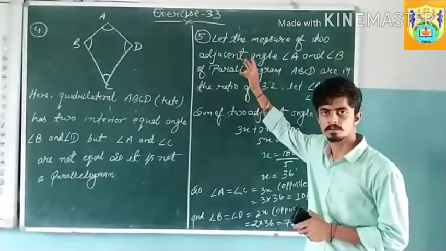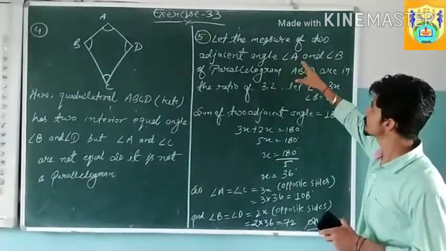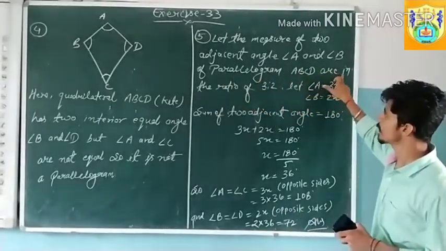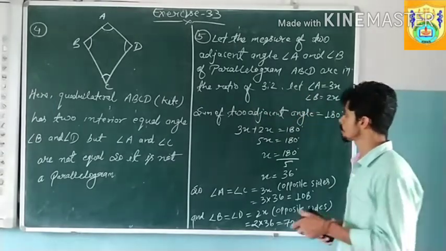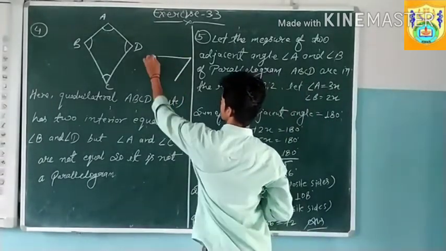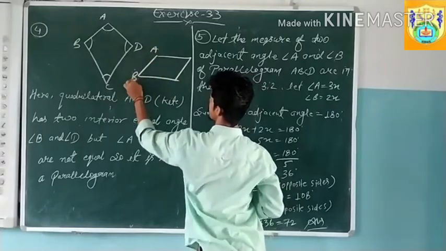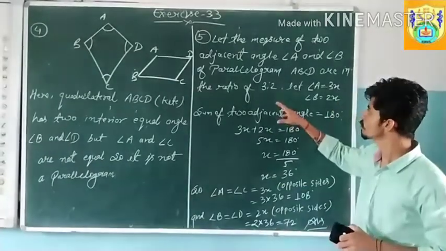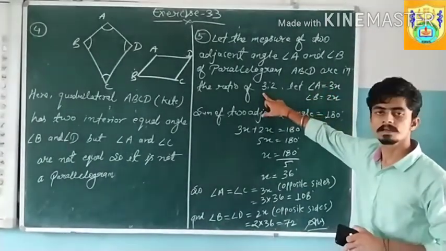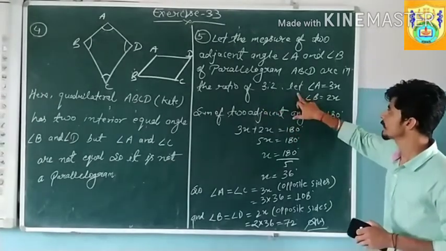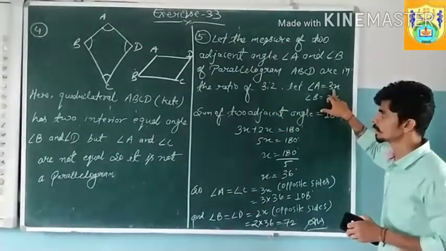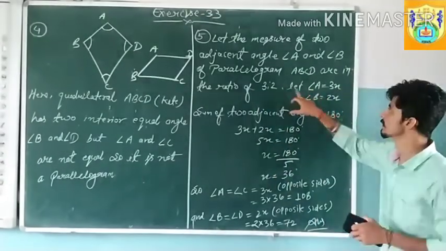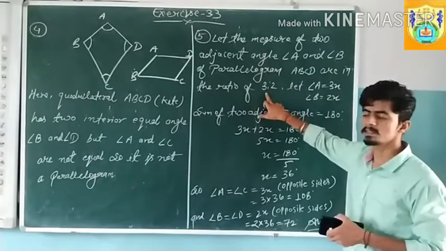The solution for question number 5: let the measures of two adjacent angles, angle A and angle B, of parallelogram ABCD be in the ratio of 3:2. Suppose there is a parallelogram ABCD where the angles are in the ratio of 3:2. So let angle A be equal to 3x. If we do not know anything, we let it be x in maths. So we let the angle be x, and here the ratio of A is 3.